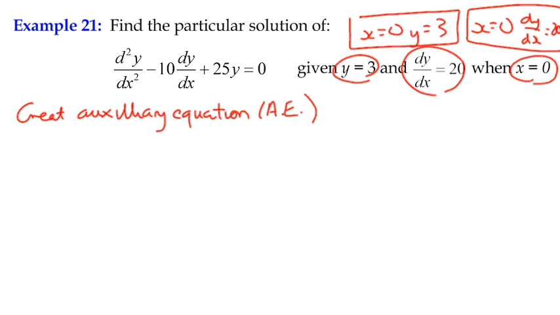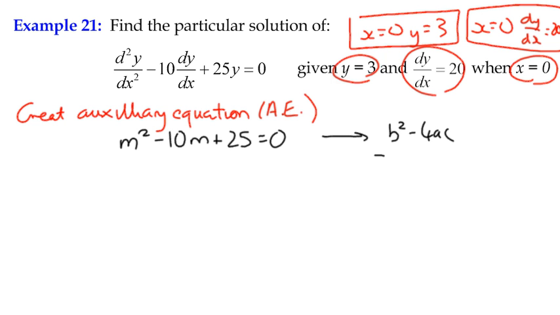I don't know why I'm using red. So we'll substitute for m squared minus 10m plus 25 equals 0. I'm going to do my discriminant check. You might already have an inkling as to what we're going to find. Net b is negative 10, so we've got 100 minus 4 times 1 times 25, which of course is 0.